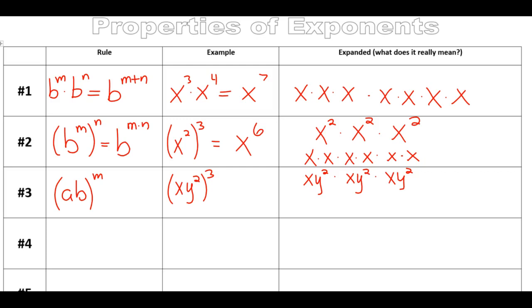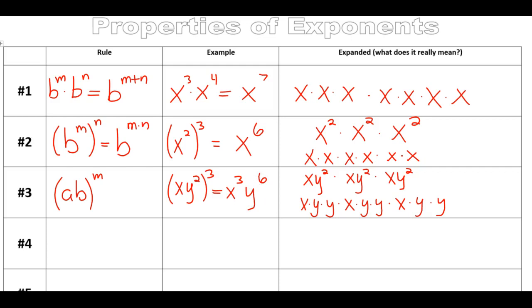Now, y squared, once again, goes back to step 1. Xy squared is x times y squared, or y times y. So x times y times y times x times y times y times x times y times y. So what would our answer be? Now the order of multiplication doesn't matter, so what's x times x times x? X cubed. And then y is y to the 6th.